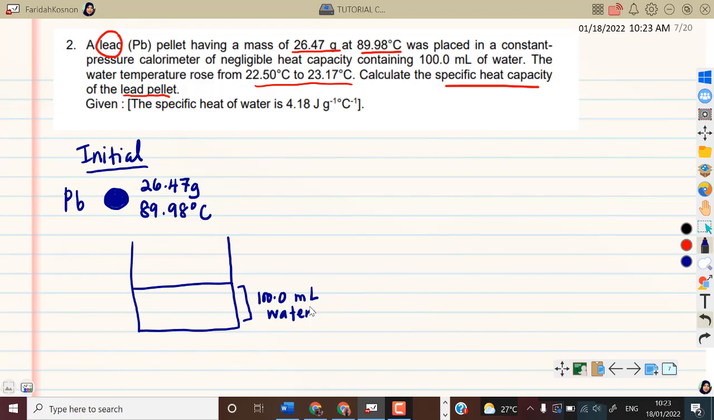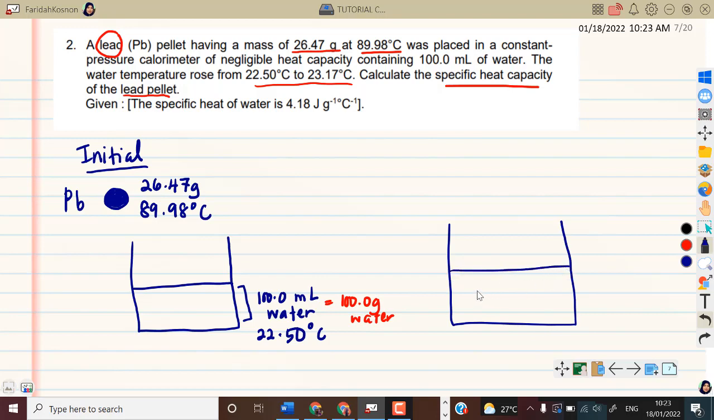Alright. And the initial temperature of water was, okay, 22.50 degree Celsius. Mana tahu, you tengok kat sini. Because the mention, the water temperature rose. Suhu air itu, bila asalnya 22.50 degree Celsius. Sebelum lead pellet ini dimasukkan ke dalam water tu tadi. Jadi kalau you nampak kat sini, 100 milliliter water ini sama dengan 100, okay, gram of water. Jadi kena faham kat situ. Okay, so what happened? Dia kata dia masukkan, pelajar ini masukkan lead pellet itu ke dalam air yang 100 gram tu tadi ataupun 100 mililiter tu tadi.